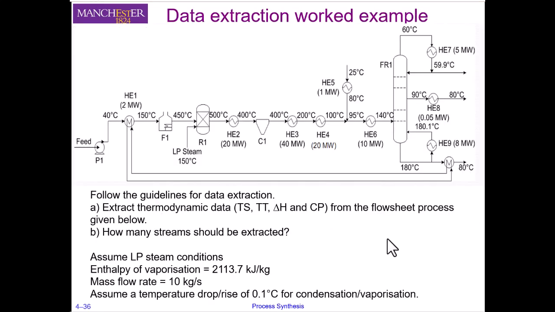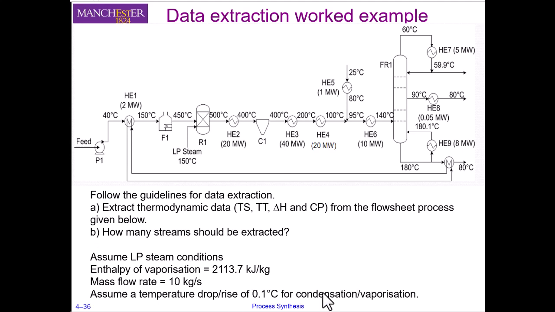So let's have a look at this worked example and try to use the guidelines that we just learned, and see how we can extract the data for this given process here. We need to extract data in terms of the supply temperature, the target temperature, the heat load, or the heat capacity flow rate. We can extract one of these two, and we are also given some additional data in terms of the enthalpy and the mass flow rate of the steam.